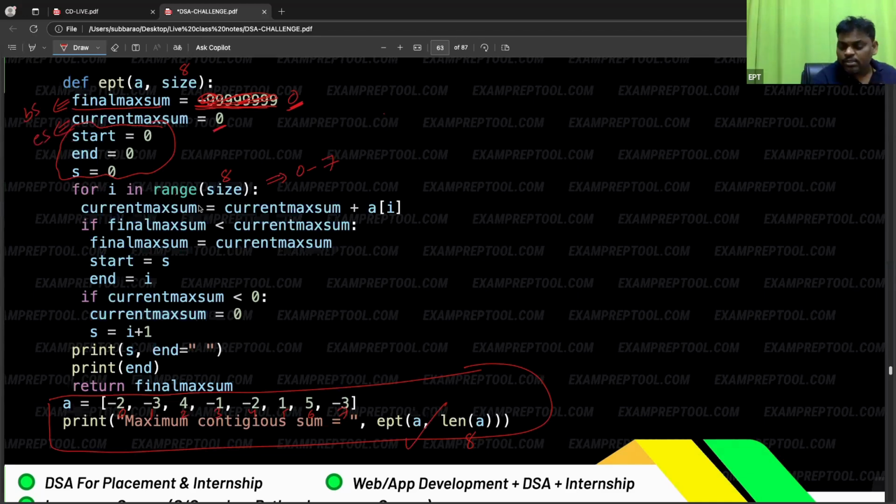Right, now see, current sum is equal to current sum plus A of I. So add it. After adding, please check final sum and current sum. If final sum is less than current sum, update it. Right, same story. Next one, if current sum is less than 0, I think you have to truncate the previous things. So current sum is equal to 0 again, then start the normal story.